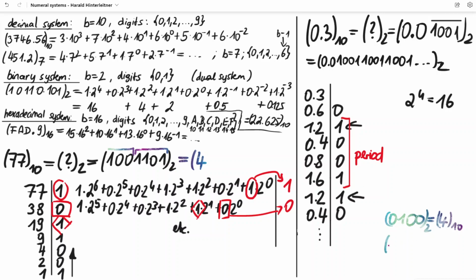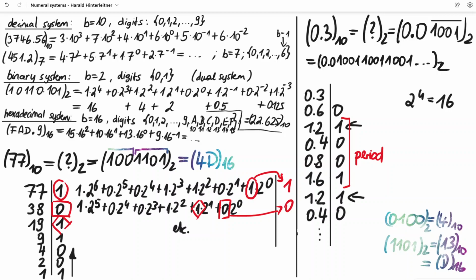The next one is 1101. This is 1 plus 4 is 5 plus 8 is 13 in the decimal system, which is the letter D in the hexadecimal system. So this is just 4D. Is it right? 1, 5 plus 8 is 13, should be right.